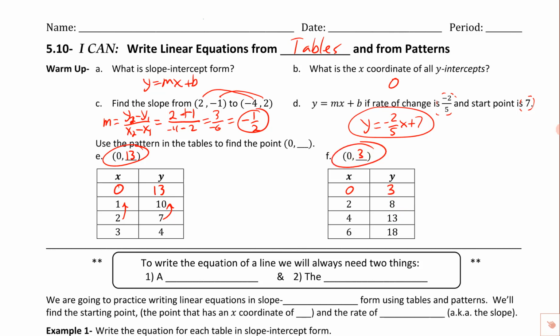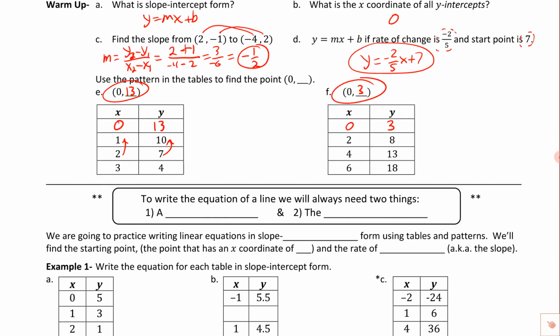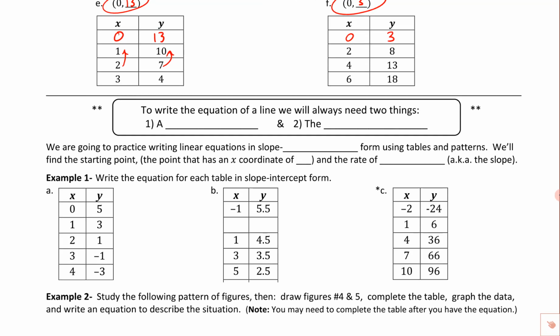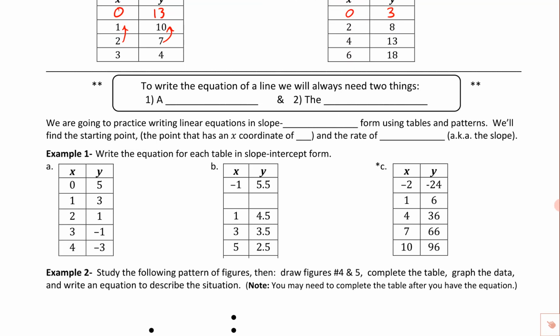Now that's going to be very useful in what we're going to do today, because again, we're writing equations from tables and from patterns. So let's take a look here. There's a box right here. I'm hoping you can fill this in. It says to write the equation of a line, we will always need 2 things. We will definitely need a point. It doesn't have to be the y-intercept, but that's kind of helpful. And we'll need the slope.